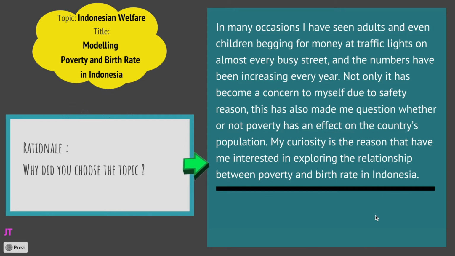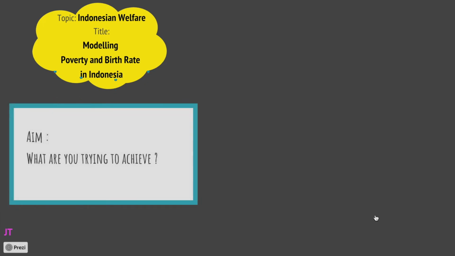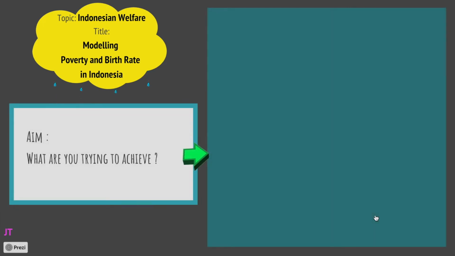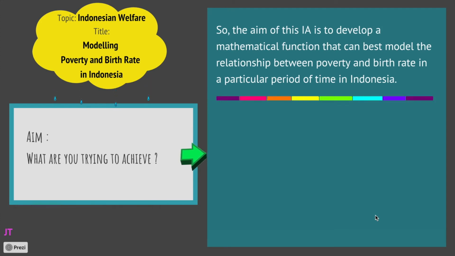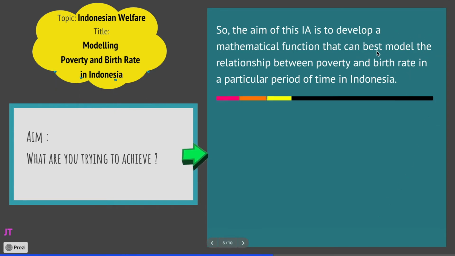Okay, next is aim, what you want to develop, what you want to achieve. Now, this is closely related to the mathematical process. If you remember in part A videos, I mentioned modeling. So therefore I put that in my aim, which is to develop a model, the best model that can show the relationship between these two variables, poverty and birth rate.